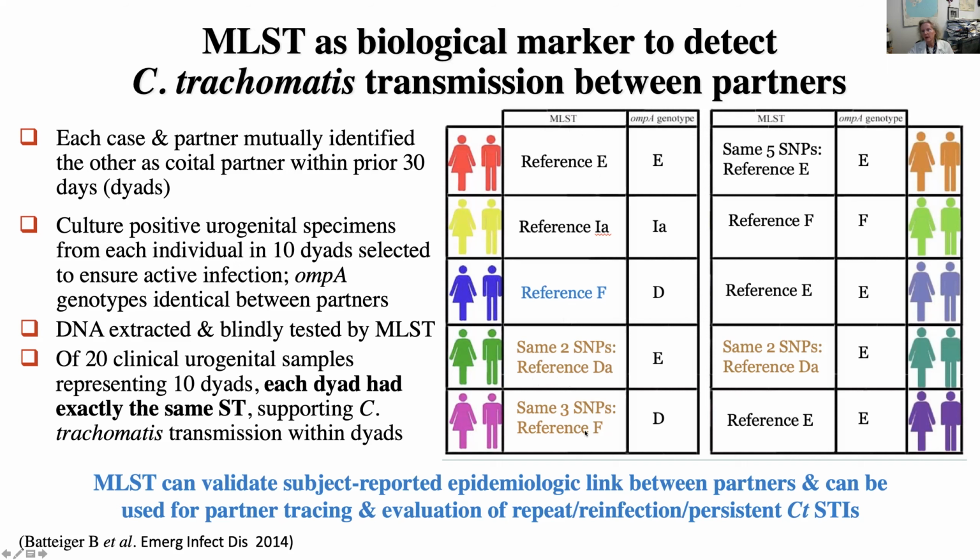But in 4 of the cases, the MLST didn't match the MLST genotype we had. So that was interesting, and again, representative of recombination that's going on. So MLST is a valid subject-reported epidemiologic link between partners and can be used for partner tracing and evaluation of repeat infection, reinfection, or persistent infections.